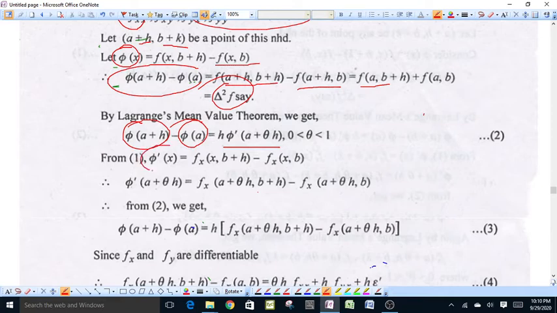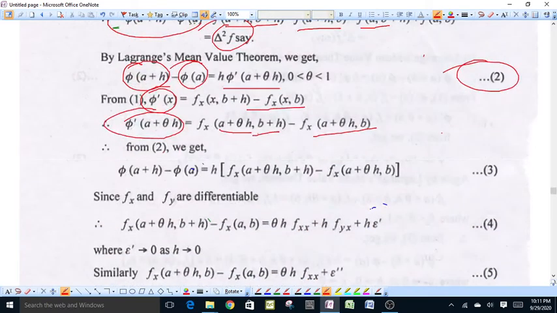Now, phi dash(x) will be equal to the partial derivative of f with respect to x at (x, b+h) minus fx at (x, b). Similarly, phi dash (a + theta h) will be equal to fx(a + theta h, b+h) minus fx(a + theta h, b). From equation 2, we have phi(a+h) minus phi(a) equal to h into [fx(a + theta h, b+h) minus fx(a + theta h, b)].